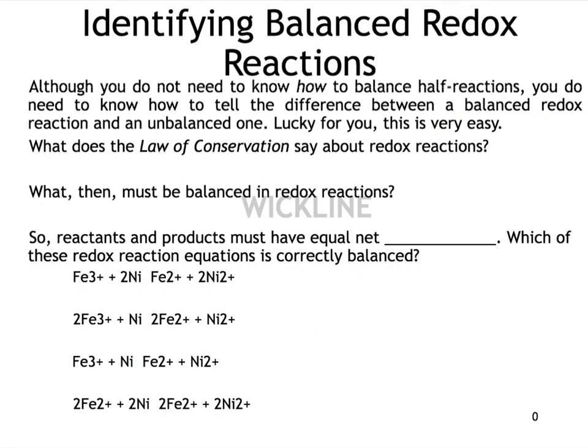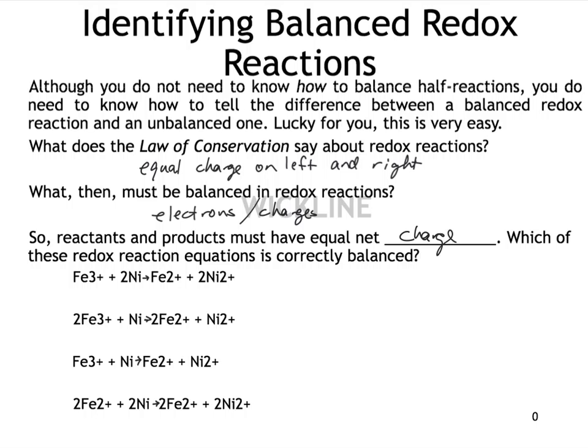Now we need to be able to identify a balanced redox reaction when we see one. We don't have to know how to balance them ourselves, which is lucky. But we do need to say that the law of conservation shows that you always have an equal charge on the left and the right of a reaction. So what's really being balanced is the electrons, which are our charges. Reactants and products must have equal net charge, both left and right. So which of the following redox reactions is correctly balanced?